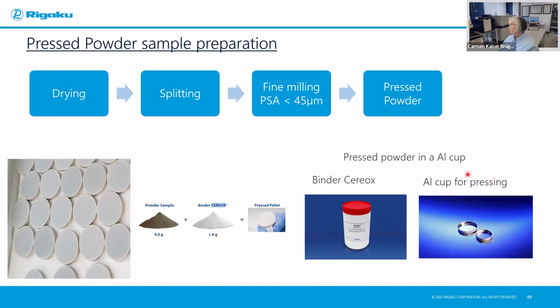So aim always with XRF for homogeneity and, of course, particle size. So less than 45 micron, because once again, boron is a light element, and because it's a light element, it's read from the top analytical surface. So some of the tools and binders that can be used to prepare the pellet.